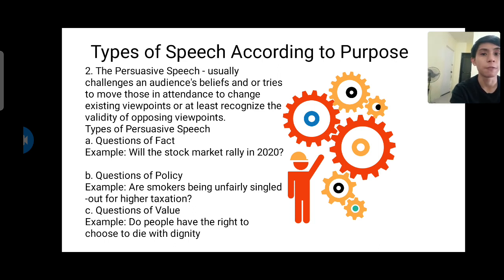First is the question of fact. An example of this is, will the stock market rally in 2020? Because that is a fact. Next one, question of policy. Are smokers being unfairly singled out for higher taxation? That questions a policy that is already made for smoking. And last is questions of value. An example of this is, do people have the right to choose to die with dignity? Because it questions values that are instilled within humans.